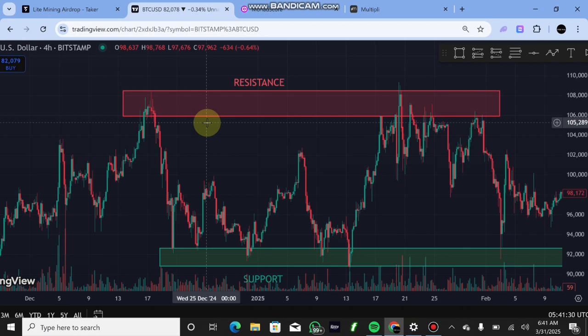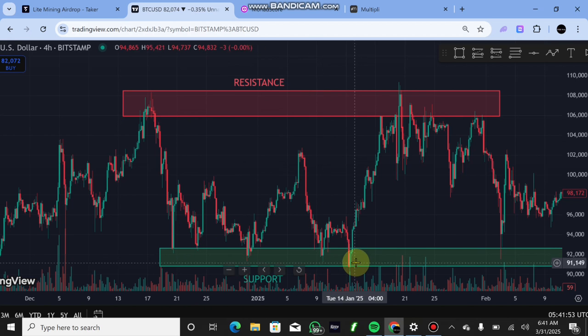To better understand this, you can use the bouncy ball scenario. If you are bouncing a ball between a floor and a ceiling, once the ball hits the ground or the floor, it bounces up. But once it goes to the ceiling, the ceiling prevents it from going higher and pushes it down. This is the idea of support and resistance. Support is like a floor that bounces price upward.